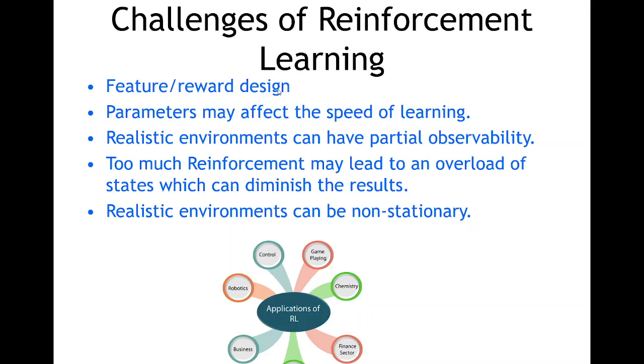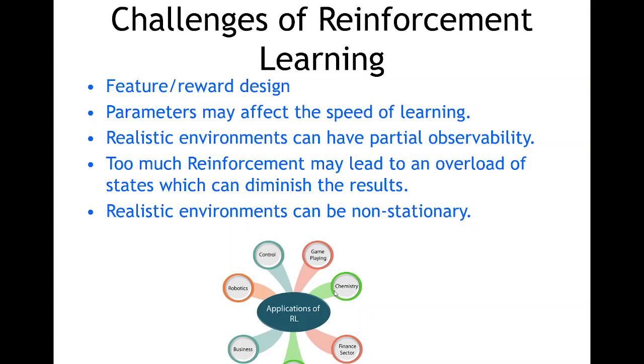Another important challenge is what should be the parameter that affects the speed of the learning. Then, the realistic environment that can have partial observability. So these are the three main challenges of reinforcement learning. However, you should understand one thing: too much reinforcement learning may lead to an overload of the state, which can diminish the result. So we have to make a compromise. The realistic environment can be, or should be, non-stationary.